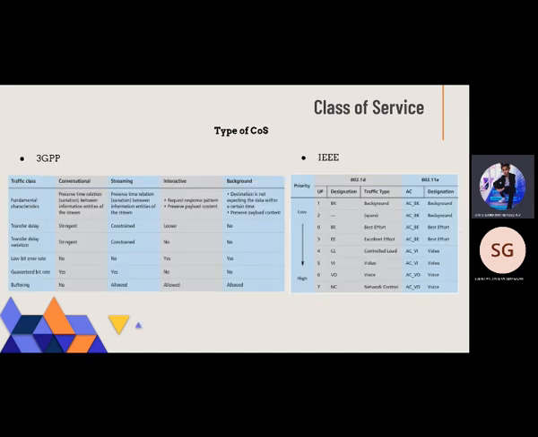The third type of class of service is the 3GPP, and this type contains the traffic classes: the conversational, the streaming, the interactive, and the background. And the fourth type of class of service is the IEEE, which has a class of traffic types that should be supported in the LAN networks.